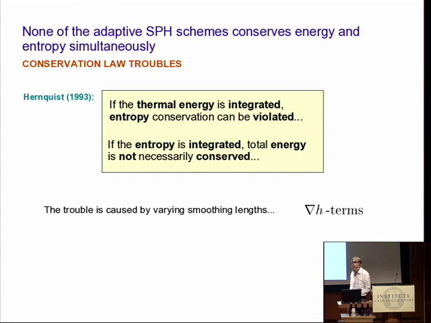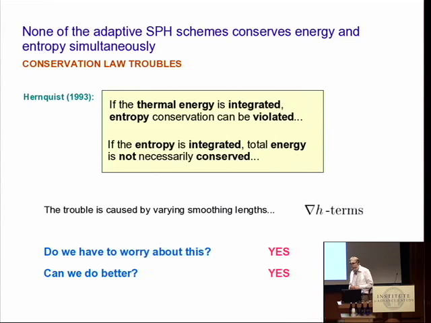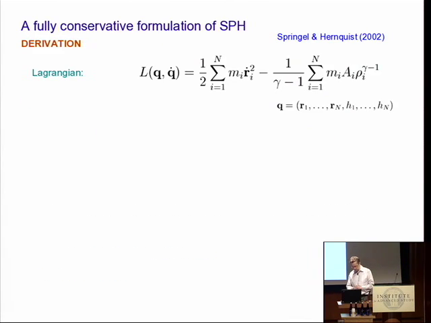It turns out the trouble is caused by this adaptive behavior of SPH, the fact that there are terms that are usually neglected in the equations which have to do with the time and spatial variation of the SPH smoothing length. These are usually neglected in the SPH equations, and these errors stem from neglecting these terms. And so one can try to incorporate them. It's a bit complicated. It's usually not done. And then the question is basically, okay, if we neglect that, do we have to worry about these errors? And also, can we do better? And it turns out, yes, you can actually do better.